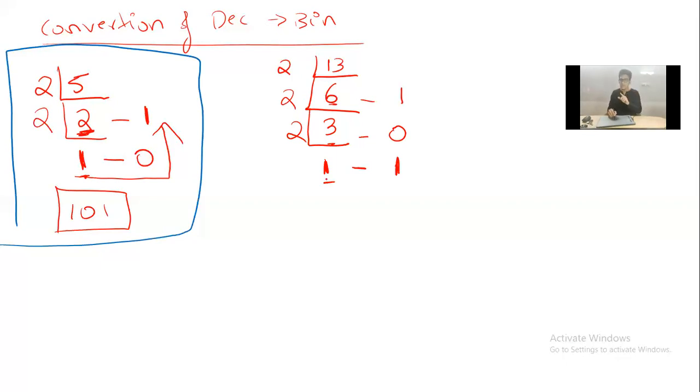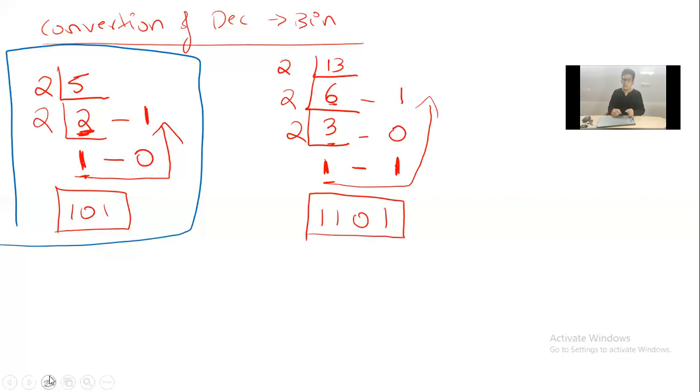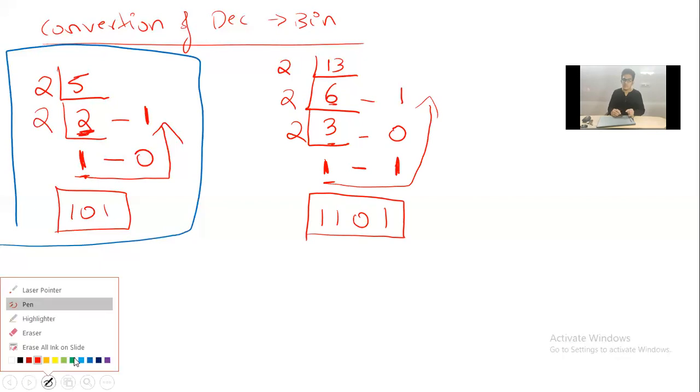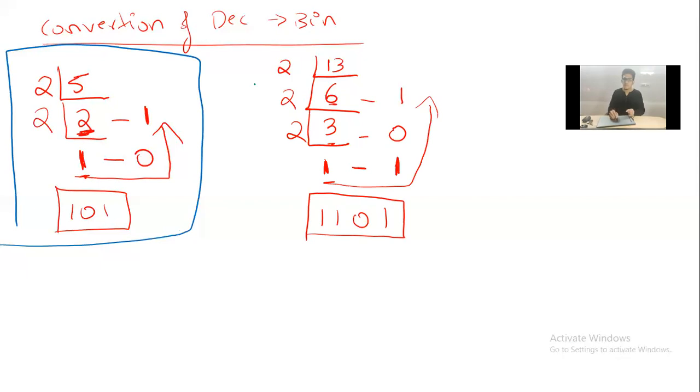You have to go in the reverse direction, and if I go in the reverse direction, the binary value will be 1, 1, 0, 1. So this is the binary value of 13. I hope you have somewhat understood this procedure here.